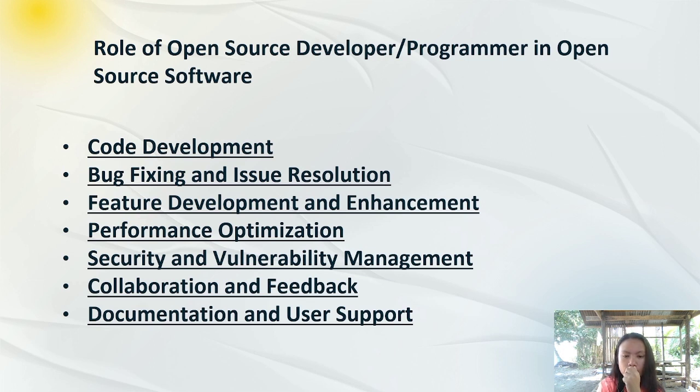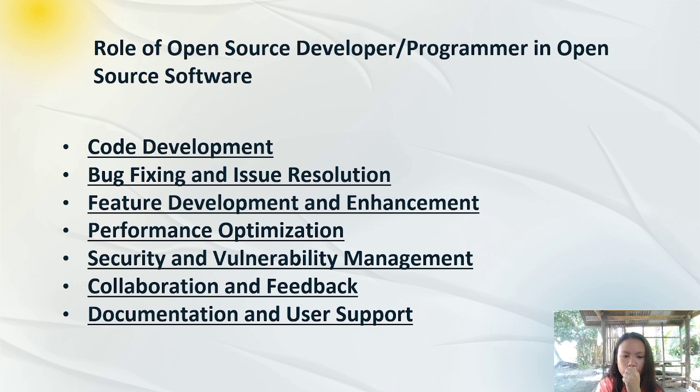Next is feature development and enhancement. Open source developers collaborate with the community to identify new features and improvements for the software. They contribute to the design and implementation of these features, ensuring they align with the project's vision and meet users' needs. Their work adds value to the software and helps it evolve over time.